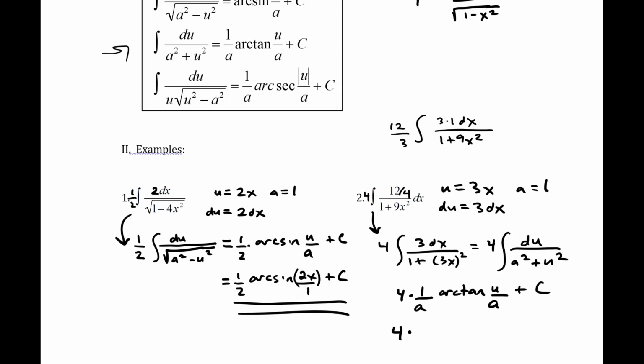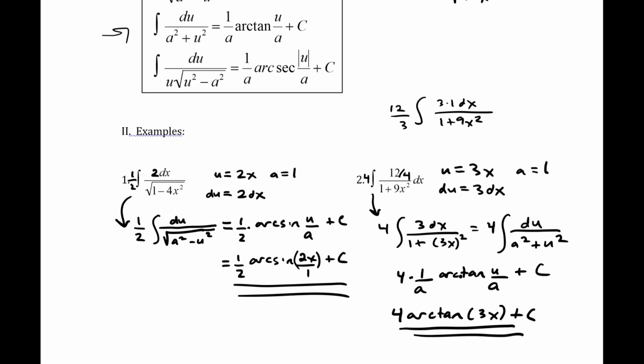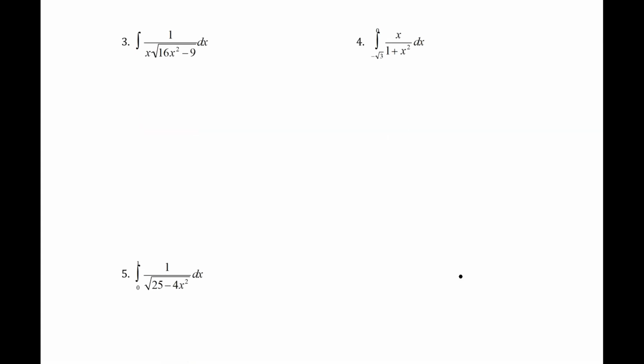So the final answer here is just going to be 4 arctan of 3x plus c. That's it. That is our answer. And like always, you can take the derivative to check, but this is the process. And so you're doing a u substitution. You still have to worry about du also, and then we likewise have this a substitution also. Okay, let's take a look at some more examples on the back.